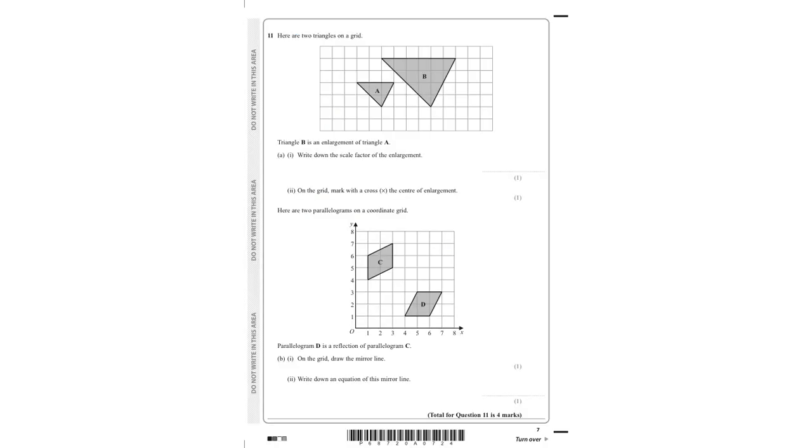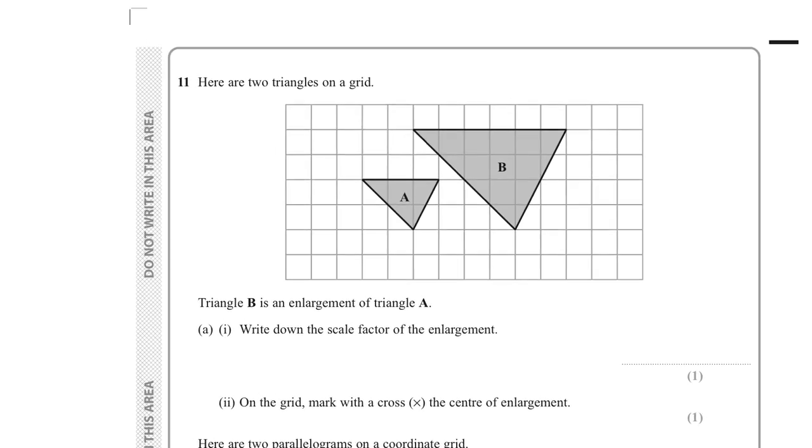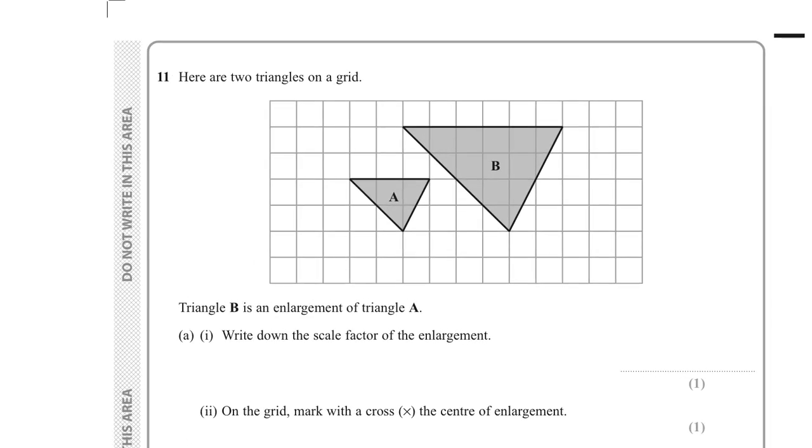2 triangles on a grid. B is an enlargement of triangle A. So it's got bigger. We can see it's got bigger. Write down the scale factor of the enlargement. Now, the easiest way to just find out how much bigger it's got is I'm going to get my highlighter out. Might get a thinner one. That's a bit too thick.